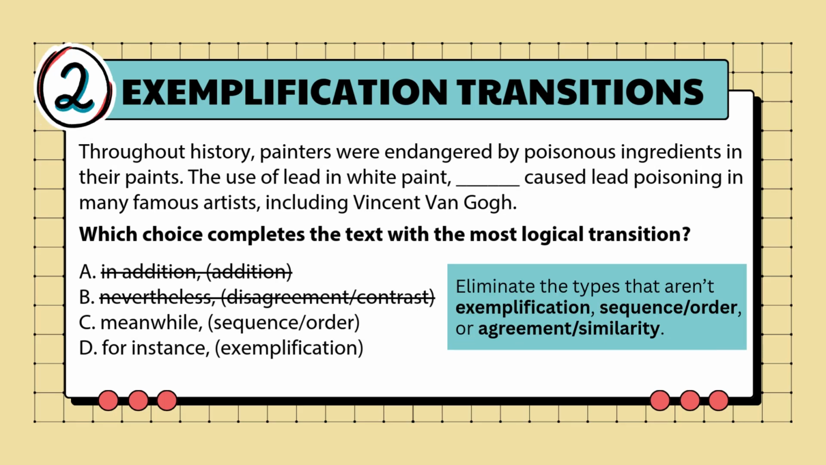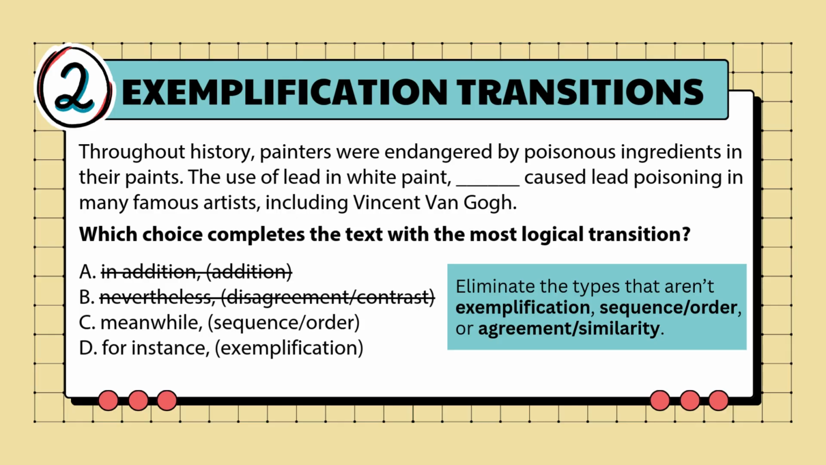Next, take a close look at the answer choices. You can immediately eliminate those options that aren't exemplification, sequence order, and agreement similarity. For example, I immediately noticed that in addition is an addition transition type, and nevertheless is a disagreement contrast transition type, so I can eliminate them. I want to keep meanwhile because it's a sequence order transition type, and that is one of the 3 tested on this exam.